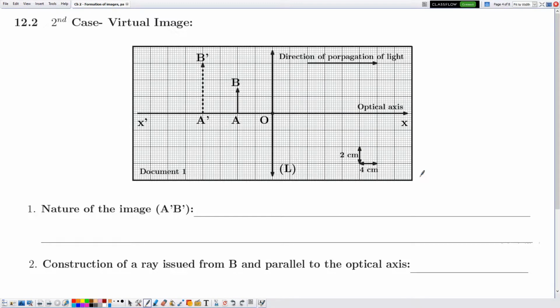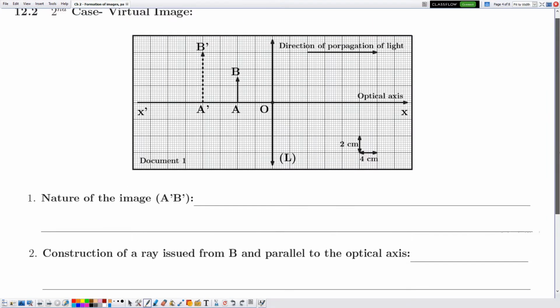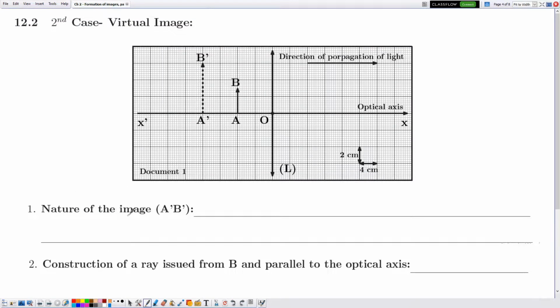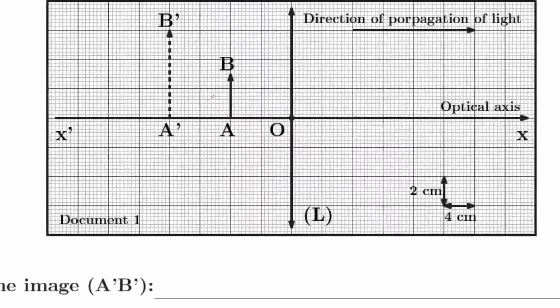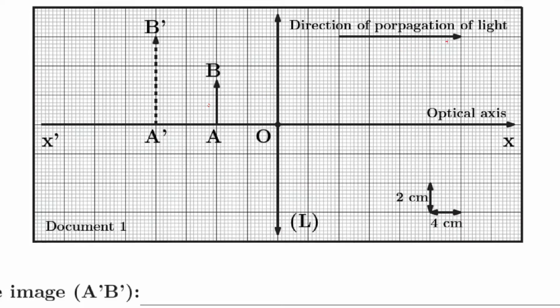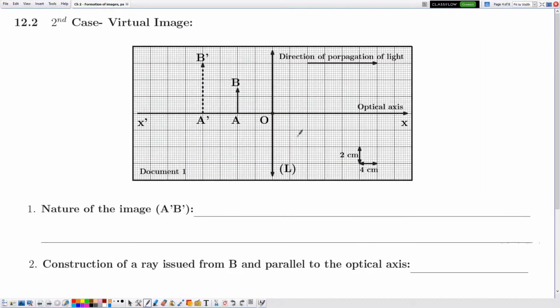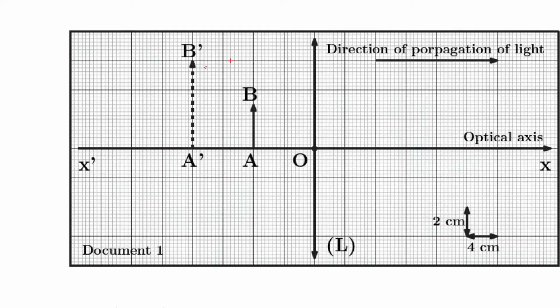Now finally, in section 12.2, second case, the case of a virtual image. So we need to construct the image focus. Let's start by number 1, the nature of the image A prime B prime. In this document, the direction of propagation of light is taken from left to right. We have the object AB. We have the image of the object given by the lens L. However, the position of the object focus and the image focus are not given. And in number 1, they are asking me about the nature of the image.